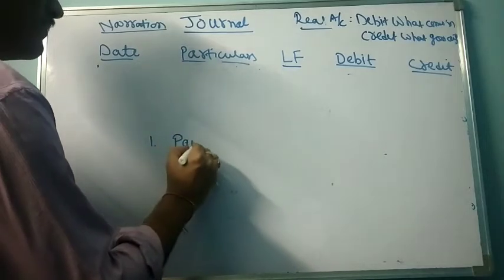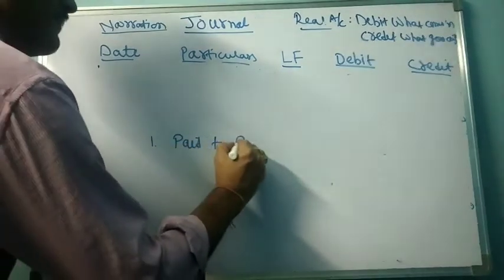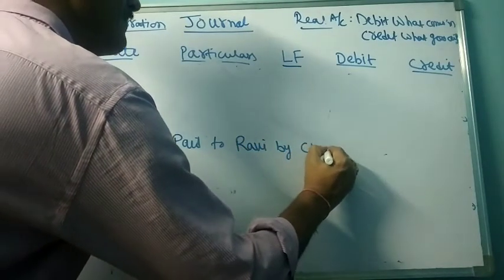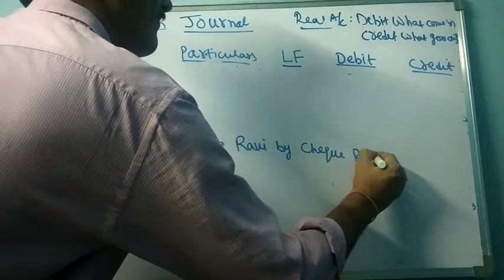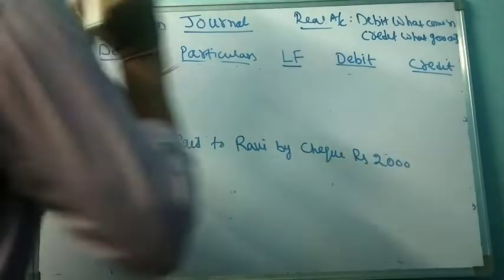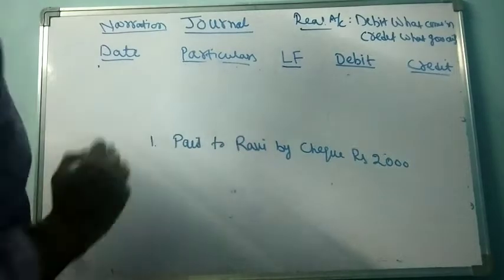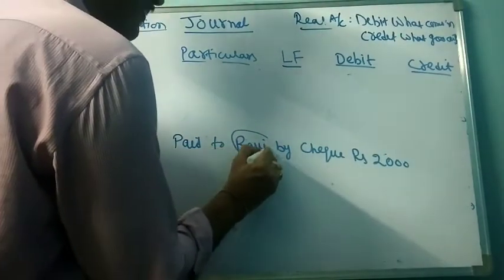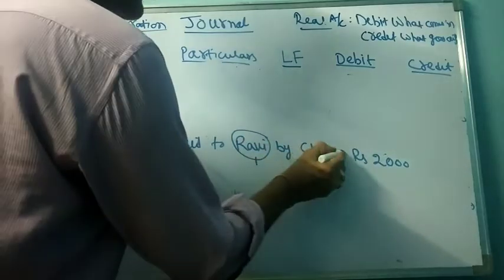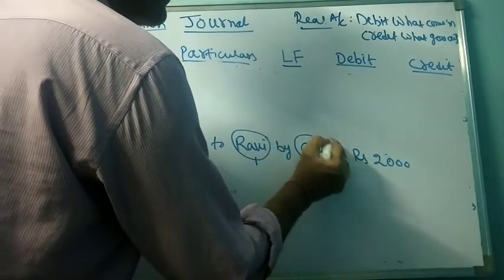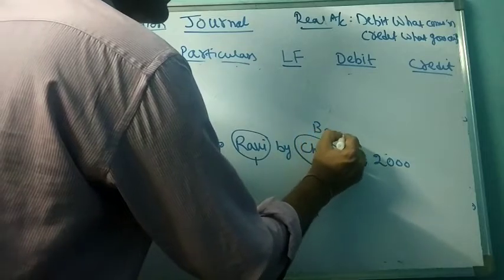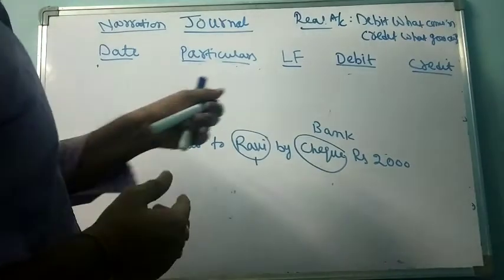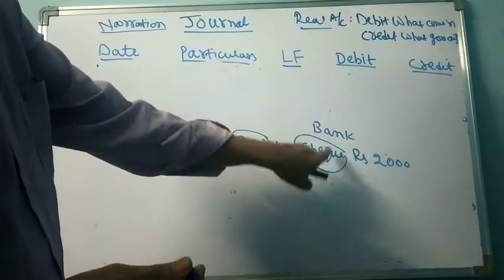Paid to Ravi by check. Rupees 2,000. That means you are making payment to Ravi by check. So first identify how many accounts are involved. This is one account, Ravi. Then check. Whenever you come across check, simply write down bank, because the checkbook will be issued by the bank. So whenever you come across check, replace the term check by bank.